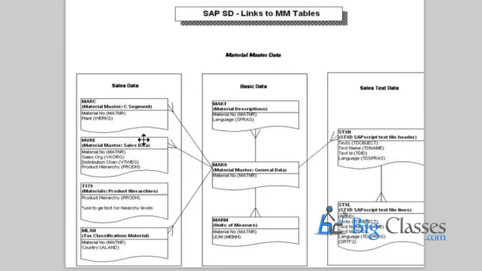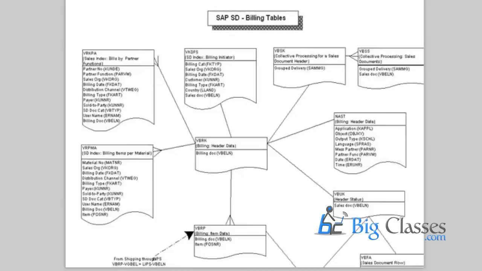Are you understanding this flow? This flow primarily talks about what are the primary tables in which the data is stored. How are these tables related to one another? How can you fetch data from these tables? So this flow is important.